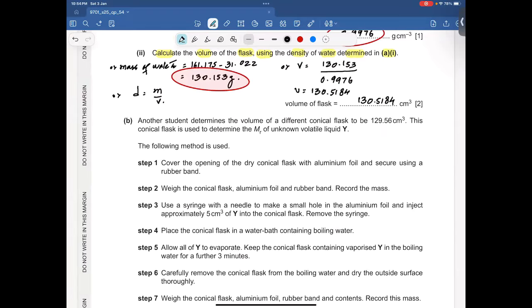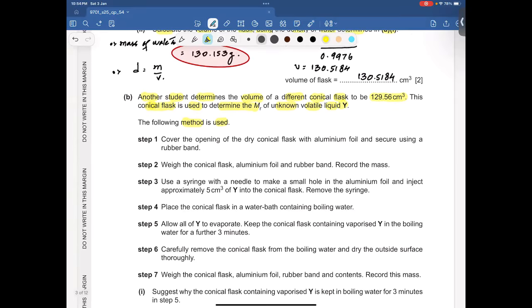Another student determined the volume of a different conical flask to be 129.56 cm cubed. This conical flask is used to determine the Mr of the unknown volatile liquid Y. The following method is used. Cover the opening of the dry conical flask with aluminum foil.